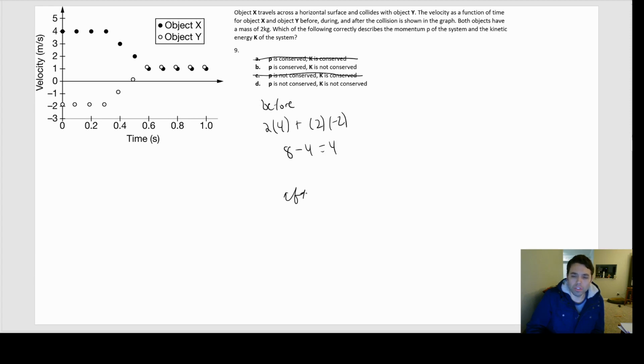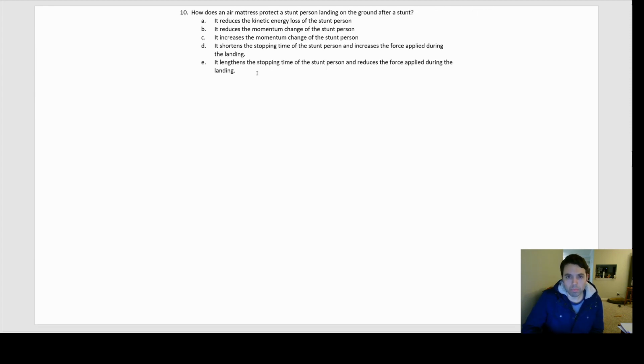And then after the collision, we have mass of 2 for the black object times the velocity of 1, plus mass of 2 times the velocity of 1. Positive now. And this is 2 plus 2, which equals 4. 4 and 4. Momentum is conserved. B. All right. Number 10.